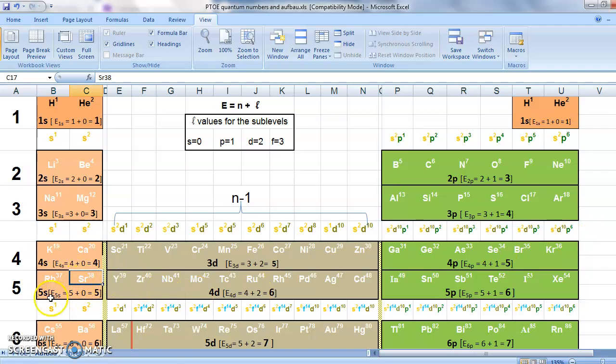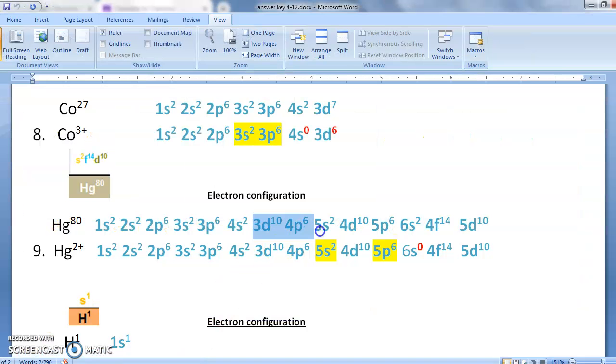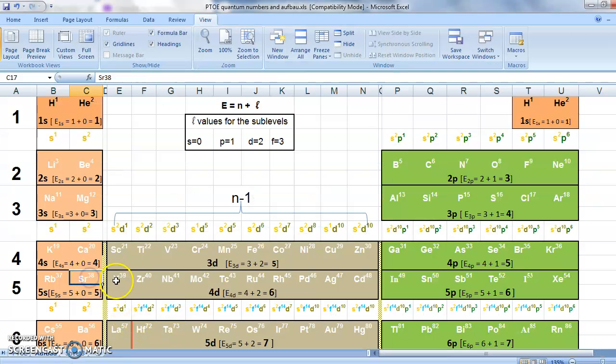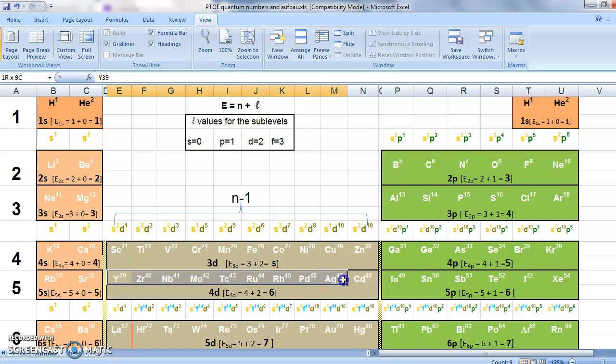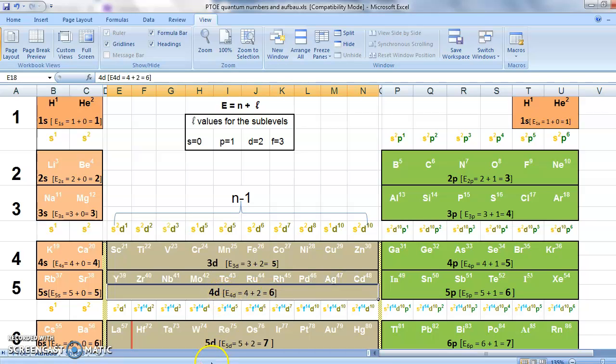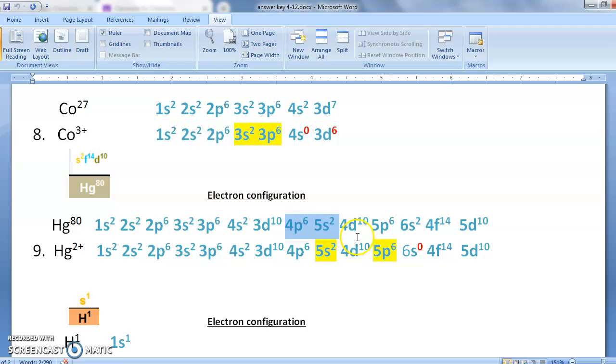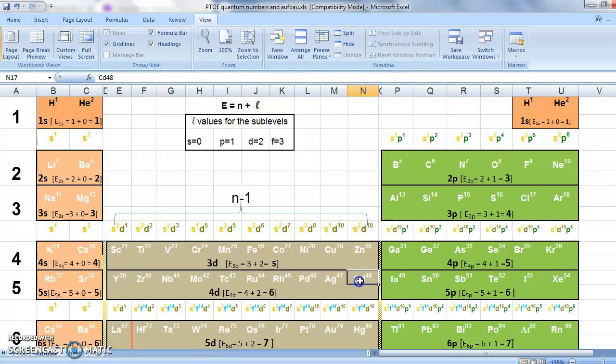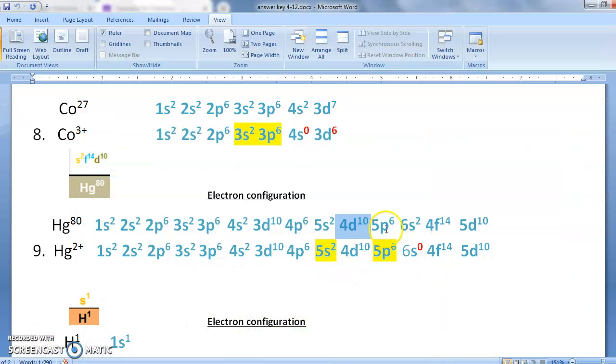37 and 38. There's 2 elements in the 5s, so I would write 5s2. After the 5s, I just follow 38 into 39. 39 through 48 are 10 elements in the 4d, so I write 4d10. After 4d10, 48, number 49 comes after 48. I'm just following the numbers. 49 through 54 are 6 elements in the 5p. So I write 5p6.